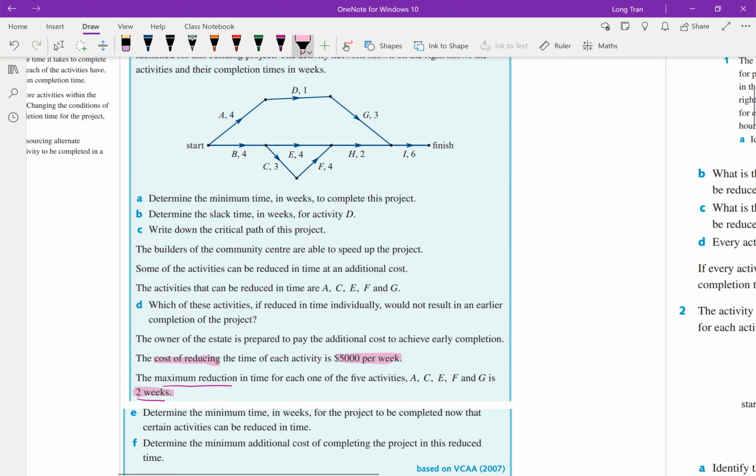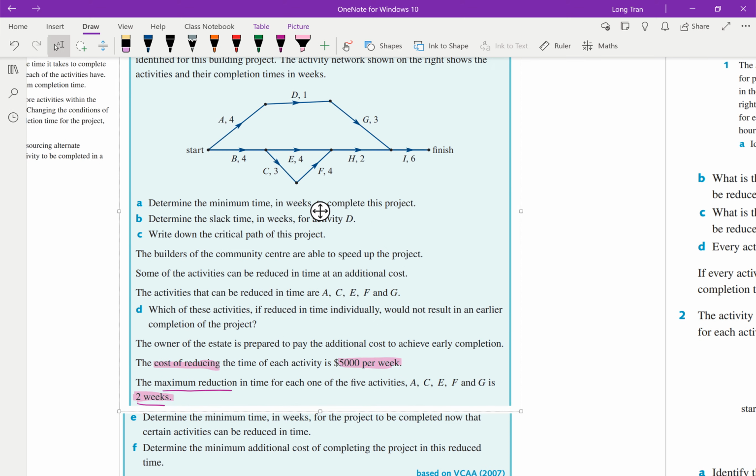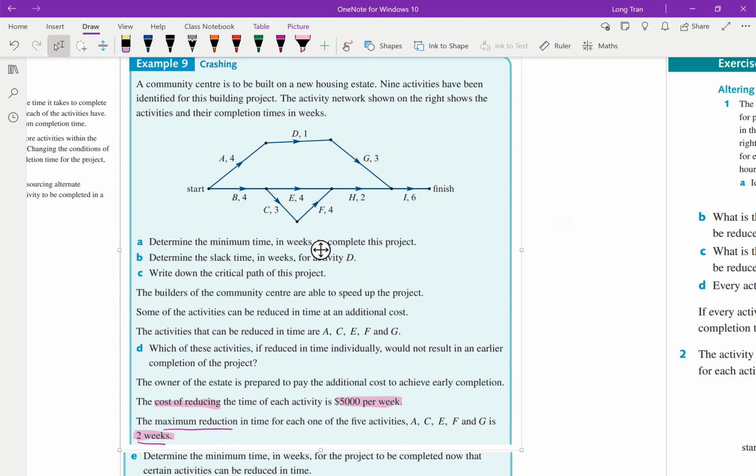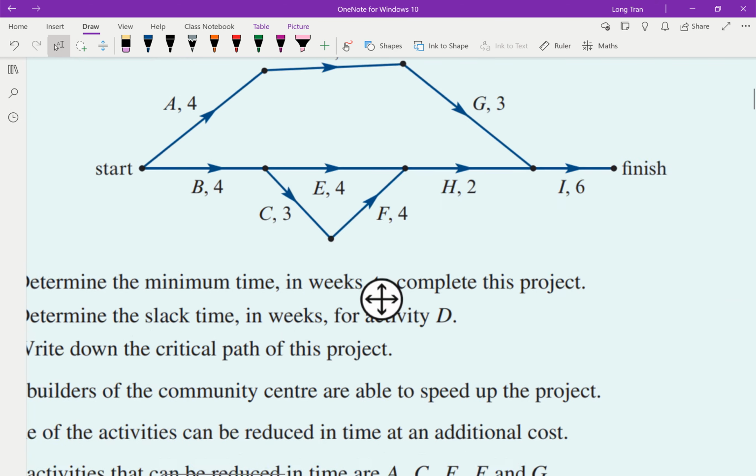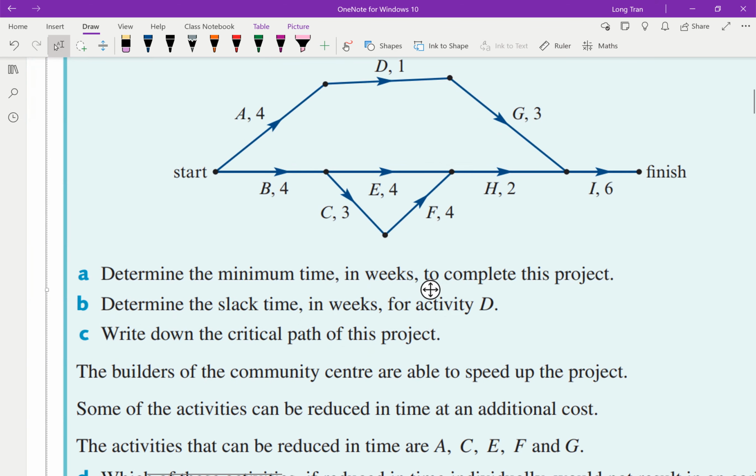So again, let's start from the beginning, just to remind you how this activity worked. You have to first find the critical pathway, which is what this question A wants you to find. Determine the minimum time in weeks to complete this project. So I'm now going to say, starting at 0, I'm going to add up this direction. That means 4 here, 4 plus 1 now gives me 5, 5 plus 3 now gives me 8 here. But notice that there are 2 pathways to get to 8. So let's have a look.